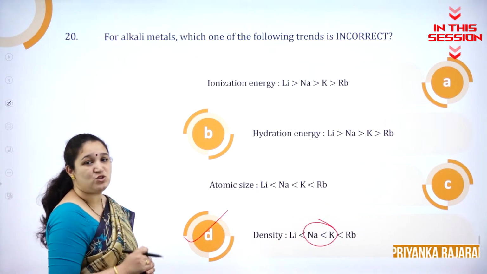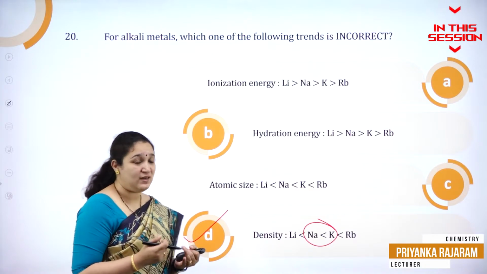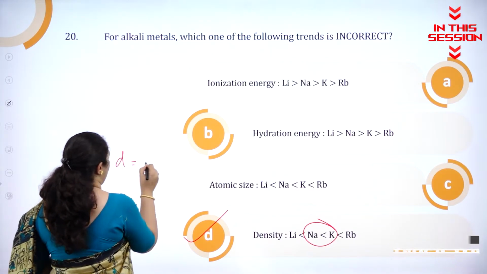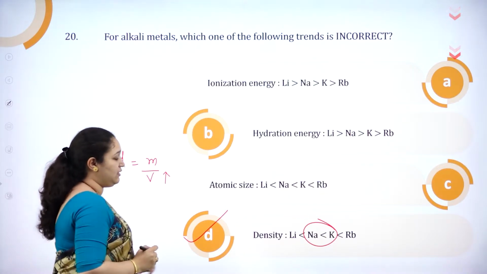Potassium is lighter than sodium. Why? Because there is a sudden increase in the size and we know that density is mass by volume. Volume suddenly increases, so density will decrease.